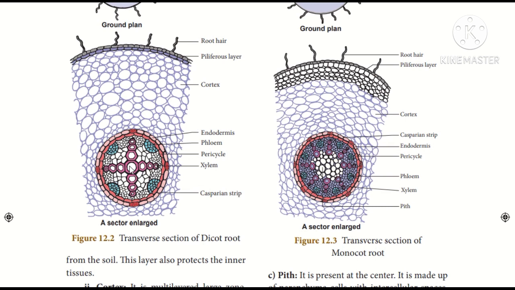So children, now the next question will be very easy. It is not necessary that I have to explain. By seeing the diagram, you will be able to substitute all the points. And what is the transverse section of monocot root? Here maize is given as an example.